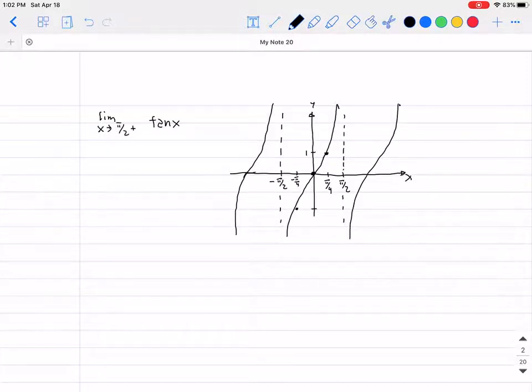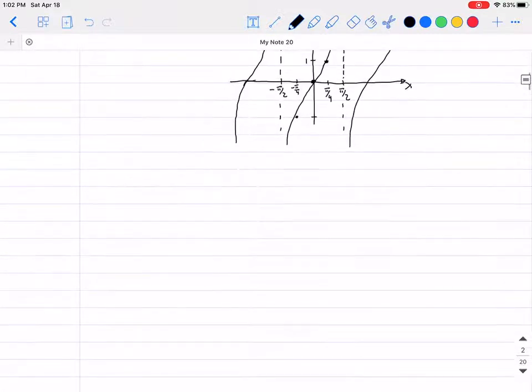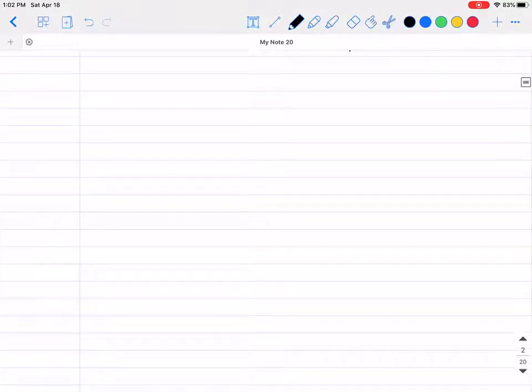But what I really want in the end is what happens when x is approaching pi over 2 from the right-hand side. So that means it's coming towards pi over 2 from the right. And as you can see, the graph is now going towards negative infinity. So that right there is going to be my answer. Okay. All right.